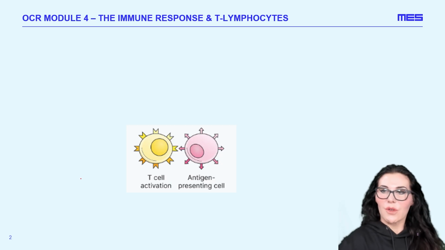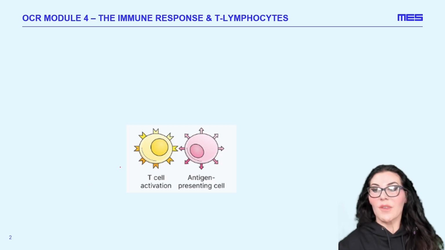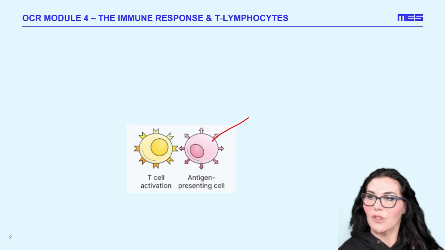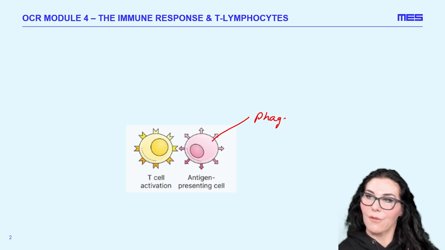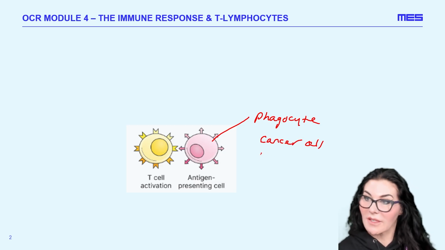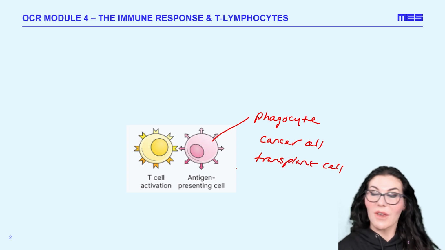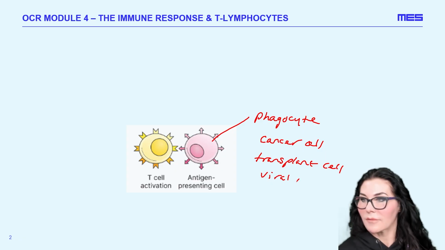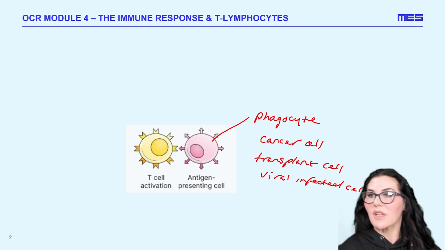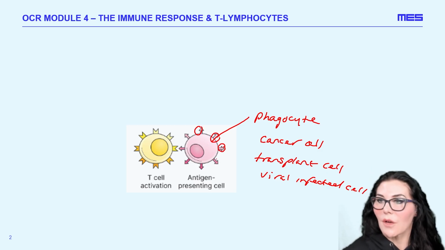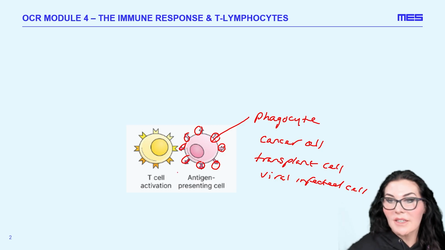Now, just so you know what generally is going to happen here is our antigen presenting cells. Remember, this is usually a phagocyte, or it can be a cancer cell. It could be a transplant cell, or it could be a viral infected cell. Either way, you're going to have these antigens on the cell surface membrane of this cell, which are a specific shape, which are being presented.